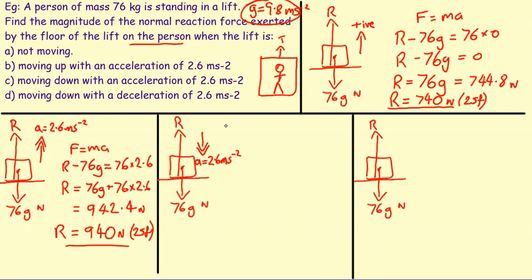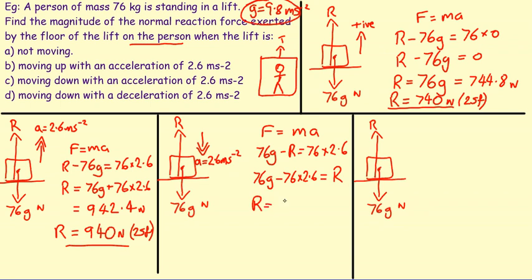So here, I'm going to take downwards as my positive direction. And so we're going to take 76g minus the normal reaction equals 76 times 2.6. Rearrange this to get the normal reaction, that's what we're interested in. So 76g minus 76 times 2.6 equals positive R. Plug that into your calculator and you get R equals 547.2 newtons. Again, round it to 550 newtons.